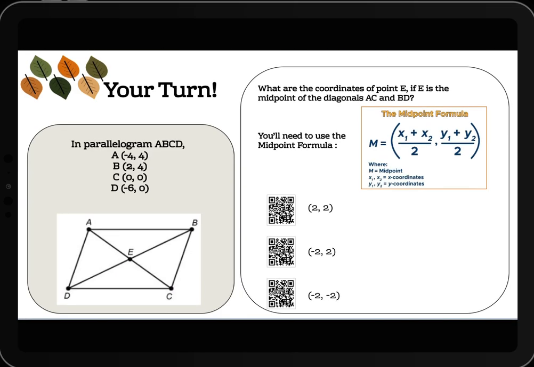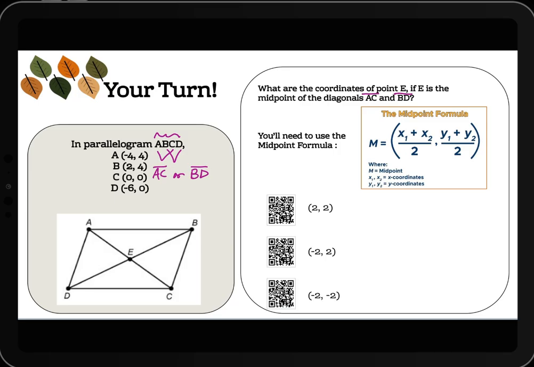Now let's take a look at an application in the coordinate plane. Here we have a parallelogram ABCD, and we want to know the coordinates of point E. Now that point E is the midpoint of both of the diagonals AC and BD. However, we only need to find the midpoint of one of the two diagonals. So for example, pay attention to the order that they listed this in, A, B, C, D. Every other letter represents, in this particular case, a segment that represents the diagonal. So either AC or BD are what we're interested in.